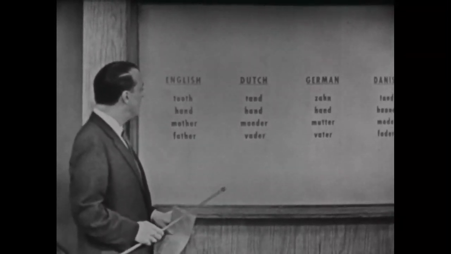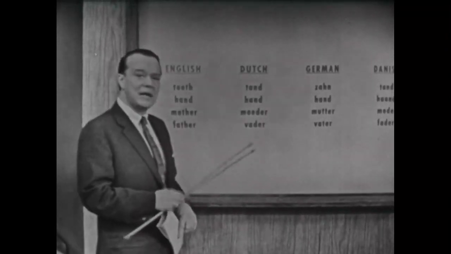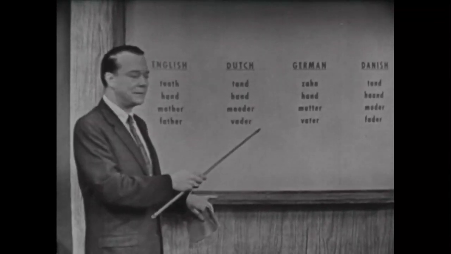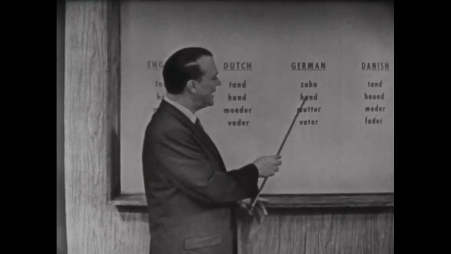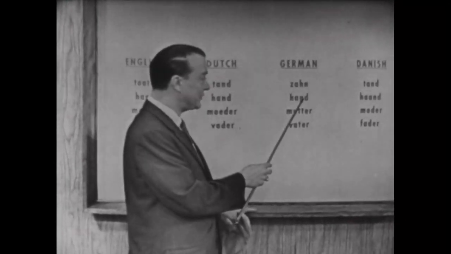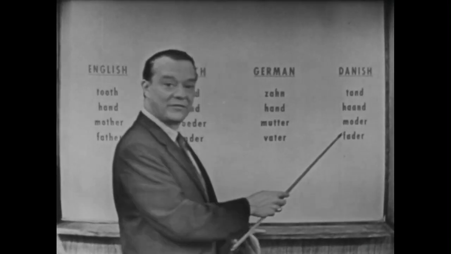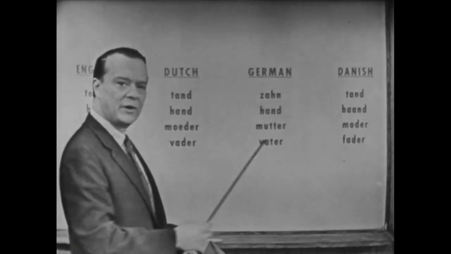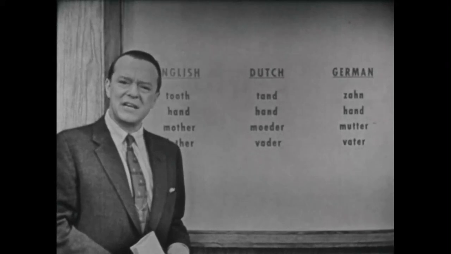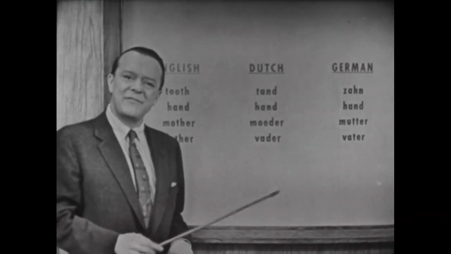For instance, here on our board, we have four very familiar English words: tooth, hand, mother, and father. Now, in Dutch, they look quite alike and they sound quite alike: Tand, Hand, Moeder, Vader. In German, Zahn, Hand, Mutter, Vater. Actually this is written, of course, with a D in the writing system, but it really stands for a T sound. And in Danish, Tand, Hånd, Moder, and Fader. In other words, these words sound very much alike, they look very much alike, and they mean the same thing. In other words, these particular languages are definitely related.